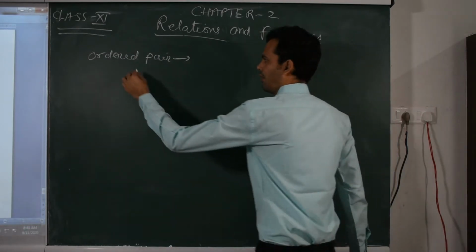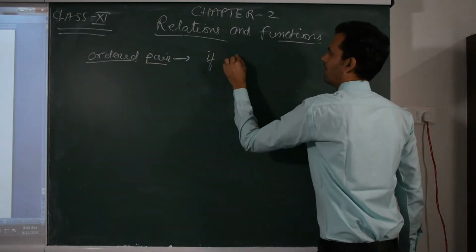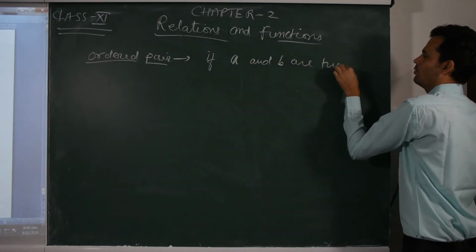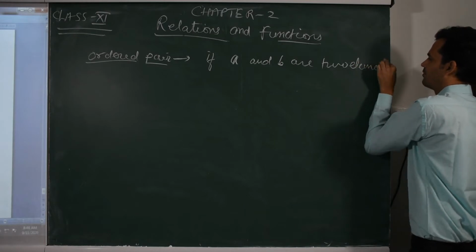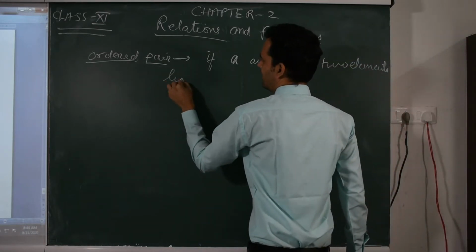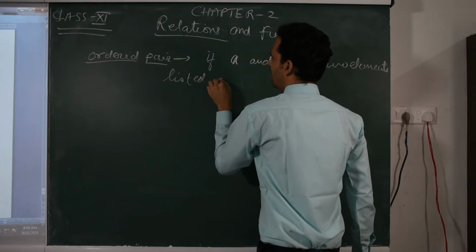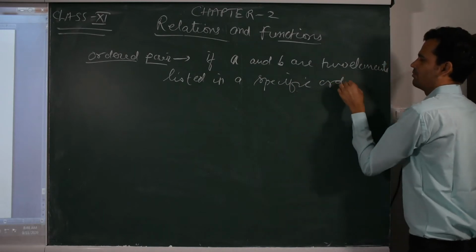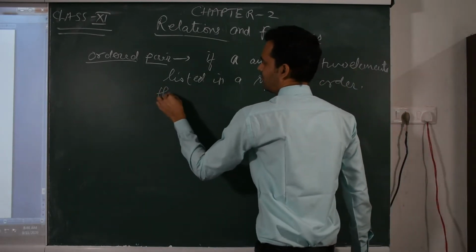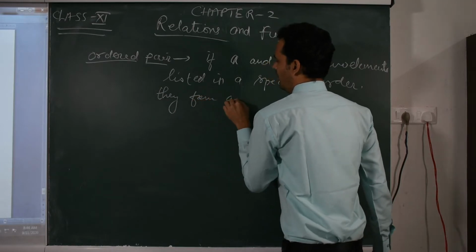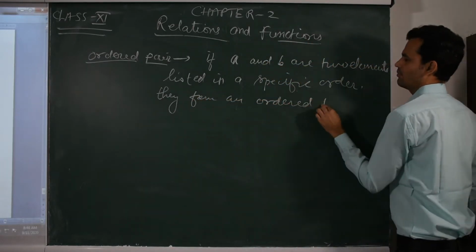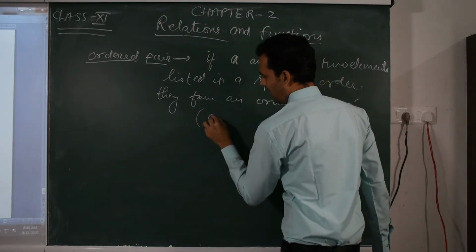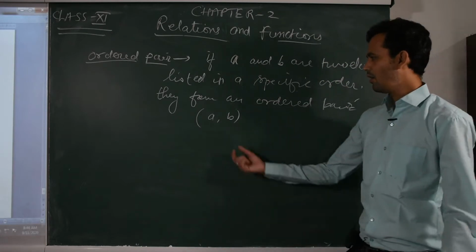What is ordered pair? If A and B are two elements listed in a specific order, they form an ordered pair, which is written as A comma B. So this is called ordered pair.